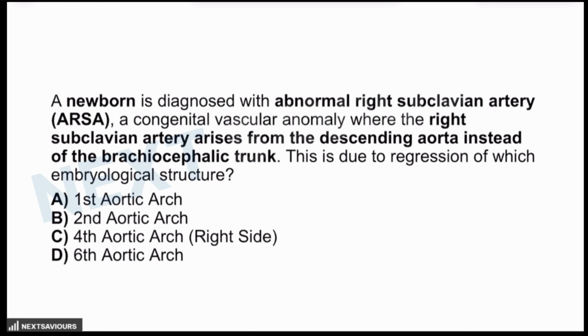And if I give you one sample question, that a newborn is diagnosed with abnormal right subclavian artery, a congenital vascular abnormality where subclavian artery arises from the descending aorta instead of brachiocephalic trunk. Now, this is due to the regression of which of the following embryonic structure? So today these questions are getting changed into a clinical perspective.